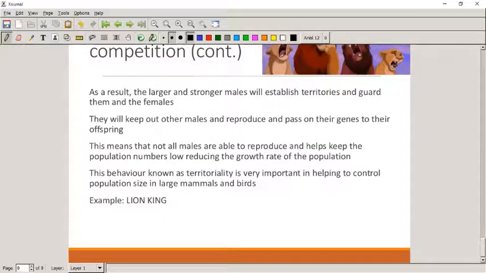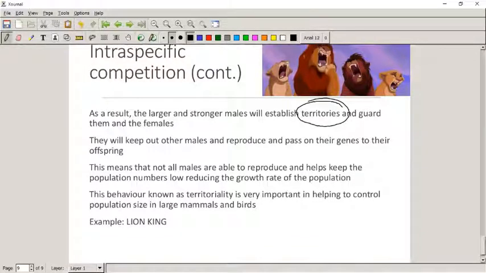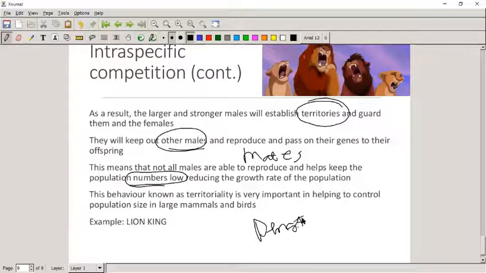I'll check now. As a result, larger and stronger males in intraspecific competition will establish territories. So they will become territorial and guard these areas and the females in that area. They will keep other males out. And so this is actually competition for mates and to reproduce and pass their genes onto their offspring. This means that not all males are able to reproduce, and this helps to keep the population numbers low and reduce the growth of the population. So it's a density dependent factor.